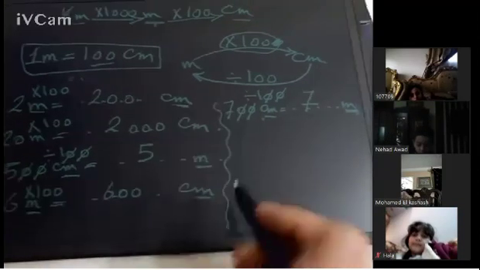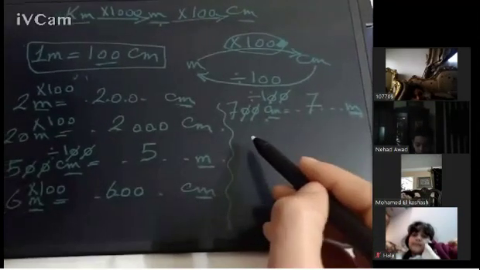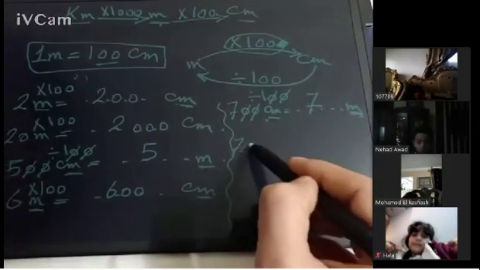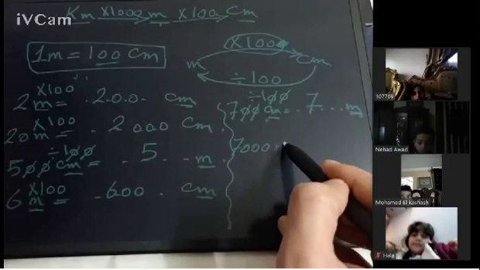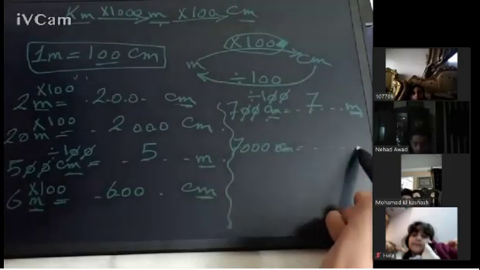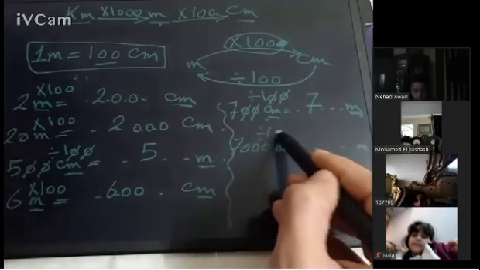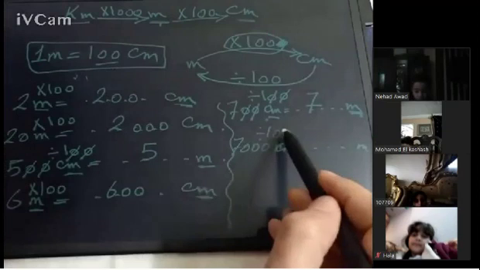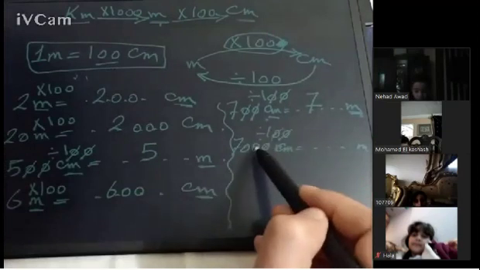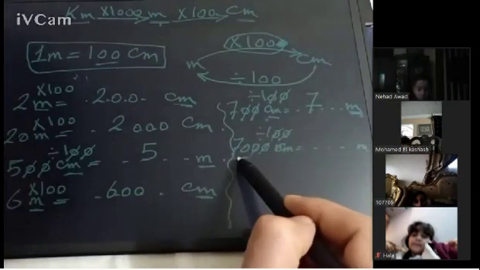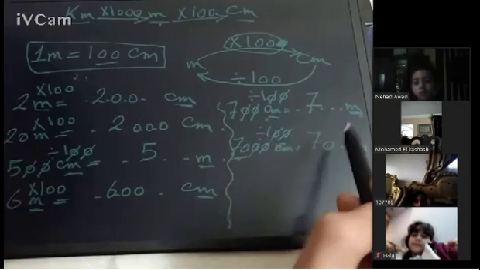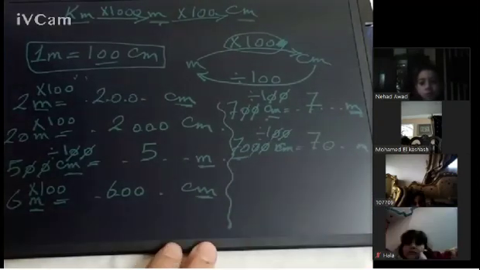If it's like you said, if it's 7,000 centimeter equals how many meters? You divide by 100. That means you will erase a 0 with a 0. So you still have what? 70. So the answer is 70. So it's according to each question.